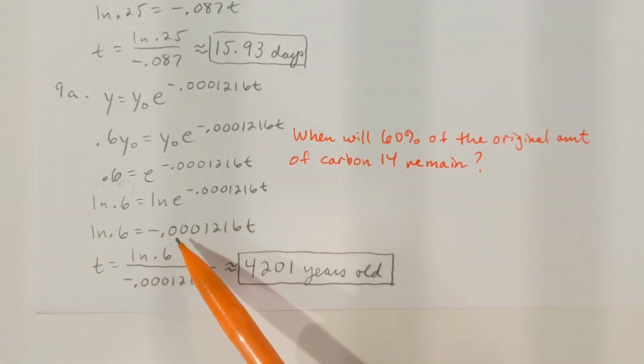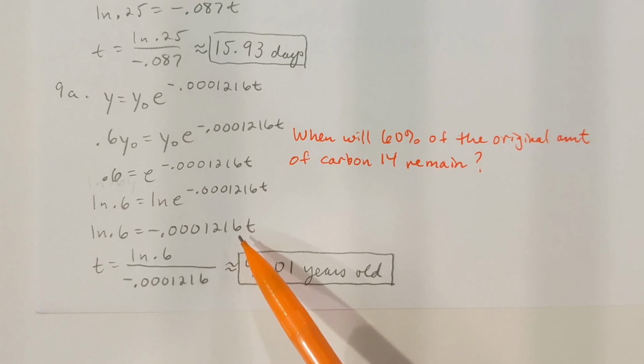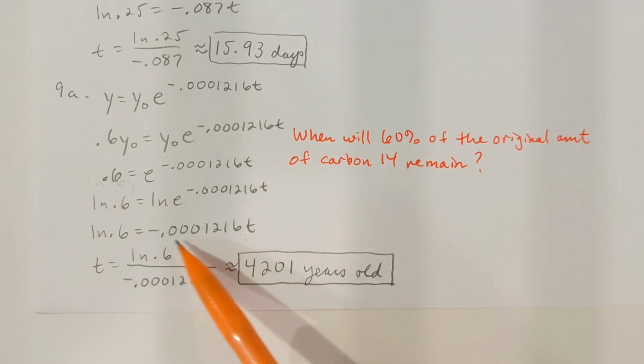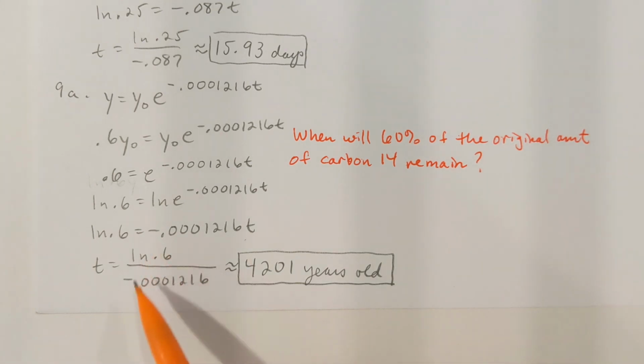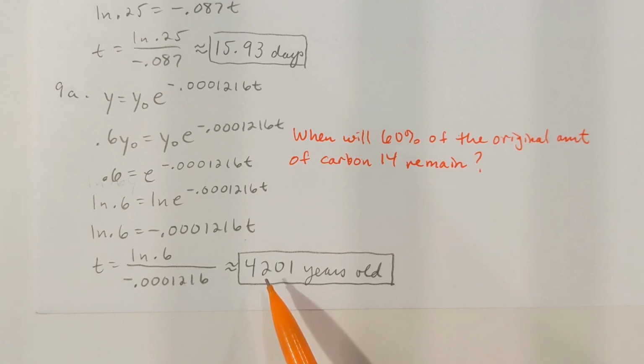So you're going to have negative 0.0001216t times the ln of e. The ln of e is 1. Divide both sides here by negative 0.0001216, and that way t is all alone. You can go to the calculator then and punch this in. And I was getting roughly 4,201 years old if you rounded to the nearest whole number.